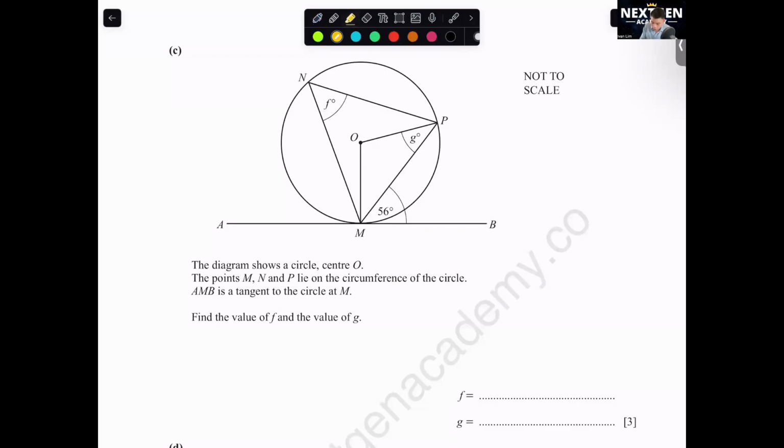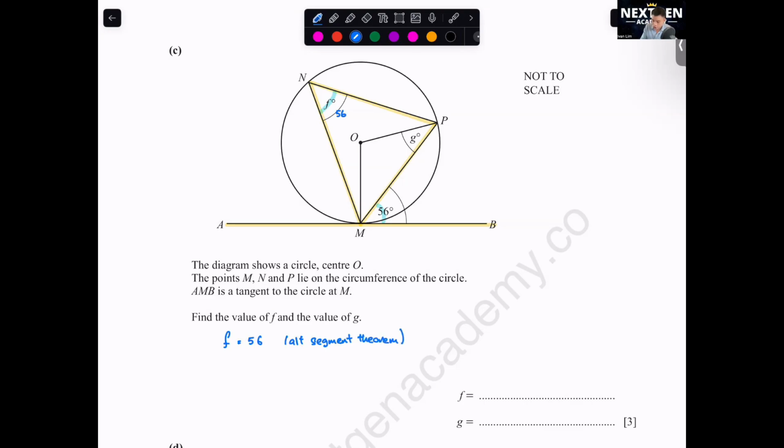First one, we can find F first because we have a tangent and we have a triangle inside the circle. These two are called alternate segment theorem. So they are equal to each other. This is also 56. So F is equal to 56 degrees because of the alternate segment theorem.